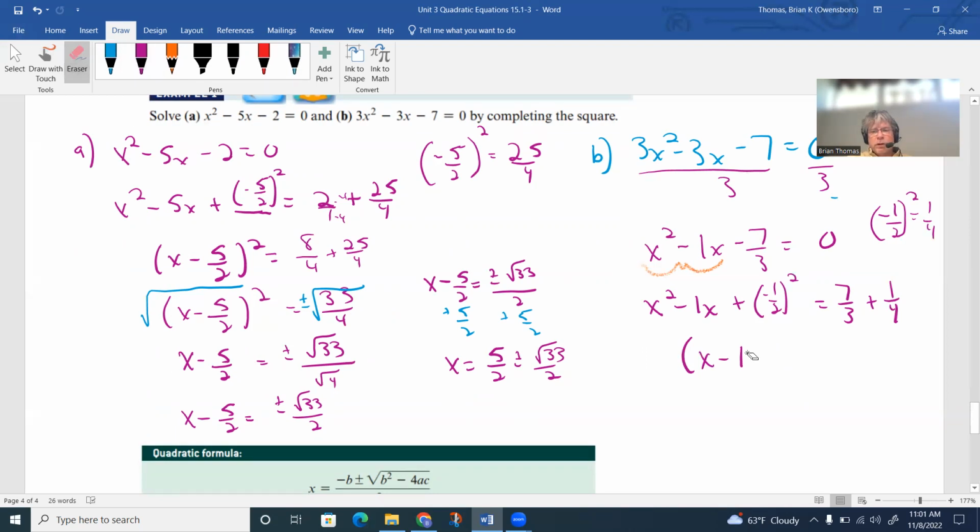Let me make that a little bit smaller here. So this becomes a perfect square. So it's going to be x minus 1/2 squared. And then we have to add 7/3 plus 1/4. I'm going to pause for a sec there. I'm going to get my calculator out because we're probably going to need it anyway.